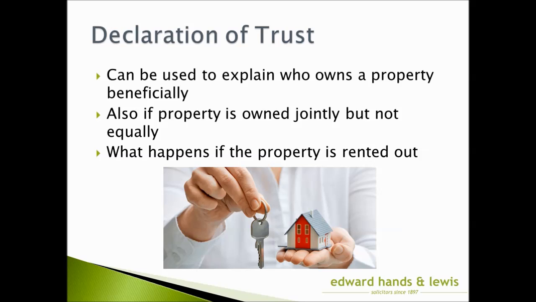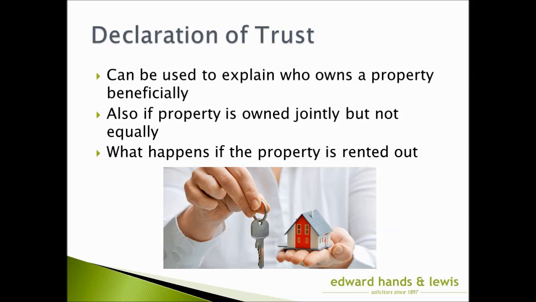An example of this would be if someone legally owns a property, but they were actually lent some money by a family member to buy the property in the first place. And in return, they may either expect to receive that sum back when the property is sold, or receive a percentage of the equity, so the profit that's been made on that property when it's sold. A declaration of trust is a fairly straightforward document and is simply used to evidence this relationship.